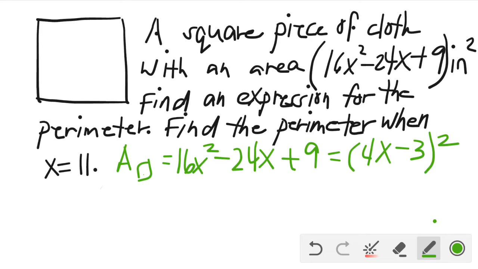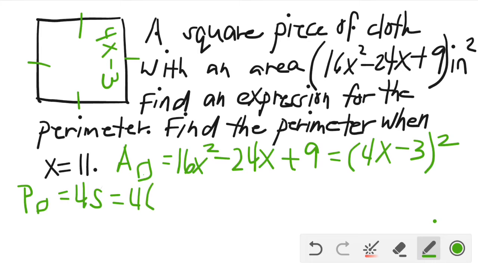So it means that every single side right here measures 4x minus 3. If so, then the perimeter, as we all know of a square figure, is 4 times all its sides. Or in this case, 4 multiplied by 4x minus 3. And this is what you mean when you say find an expression for the perimeter.